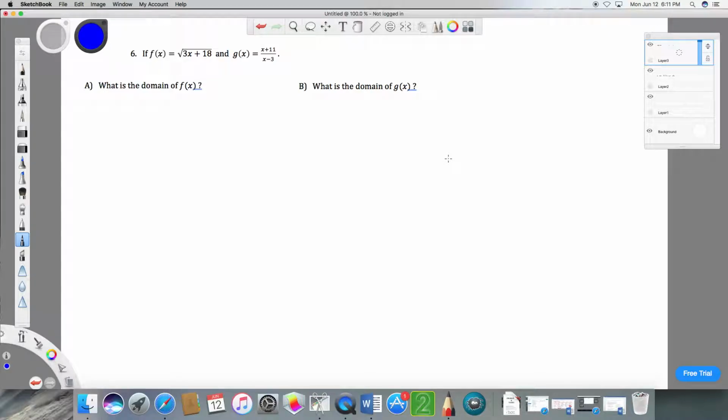Let's take a look at problem 6. They give us two functions and they ask us to find the domain of f, the domain of g, the domain of the function compositions. So let's start out finding the domain of each one of these, domain of f and the domain of g.